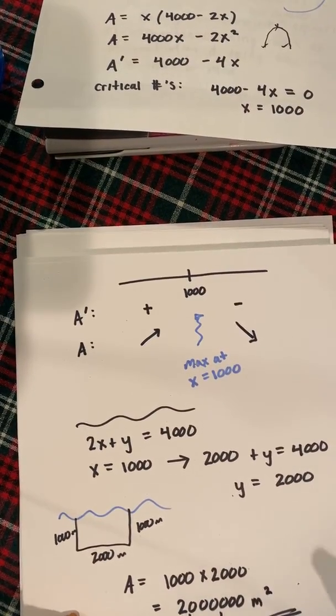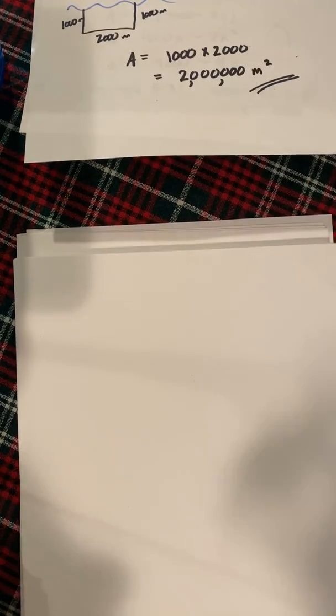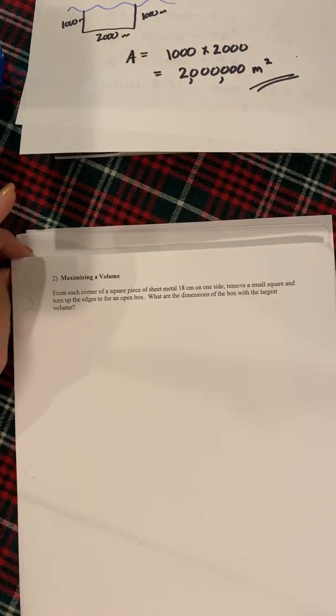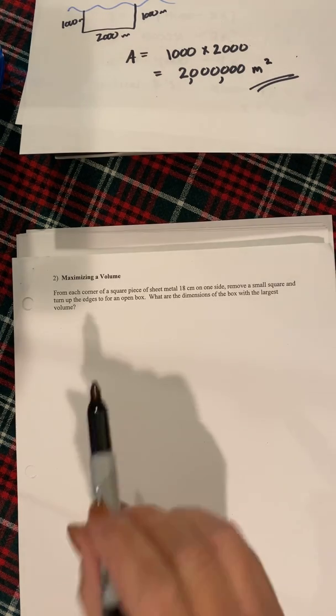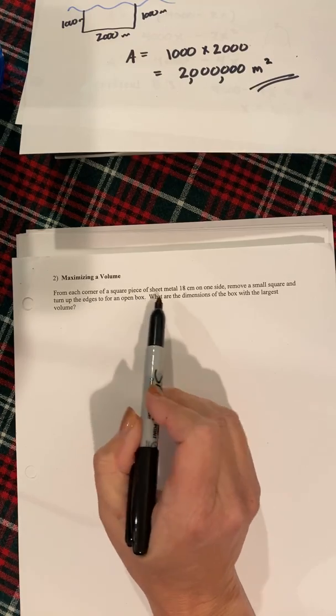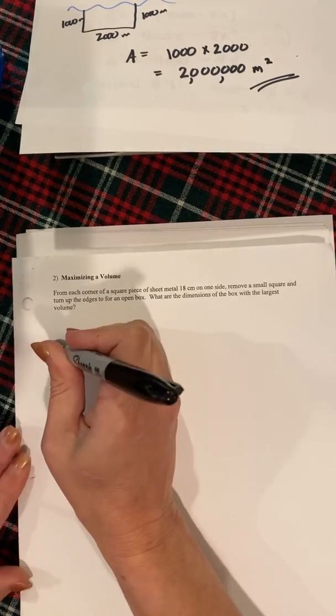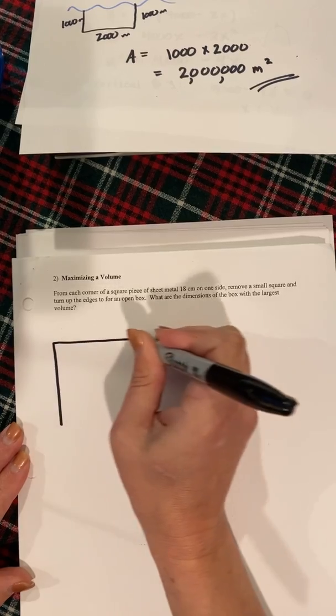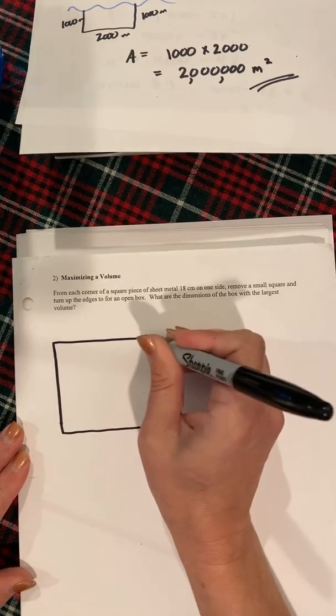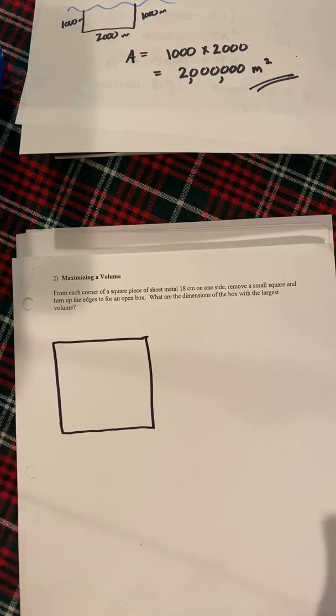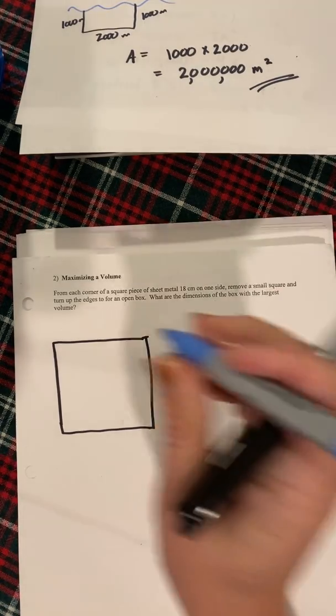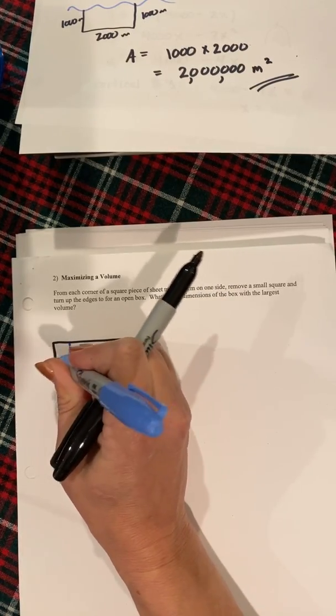All right, let's look at another problem. Maximizing the volume. So often when we make boxes, we start with either a rectangular or square piece of material, we cut out the corners. So here we want to start with, it says from each corner of a square piece of sheet metal, so I have a square piece, so a square definitely has sides that are the same. The lengths of the sides are all the same. And we're going to remove squares and turn up the edges to form an open box, and we want to maximize the volume. So we're going to cut out little squares.